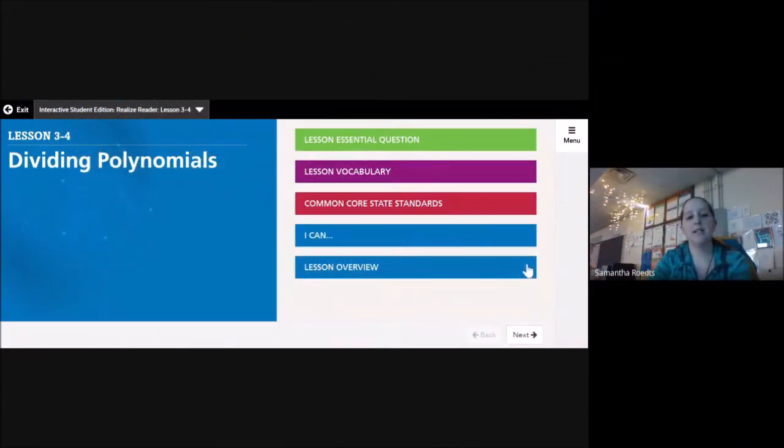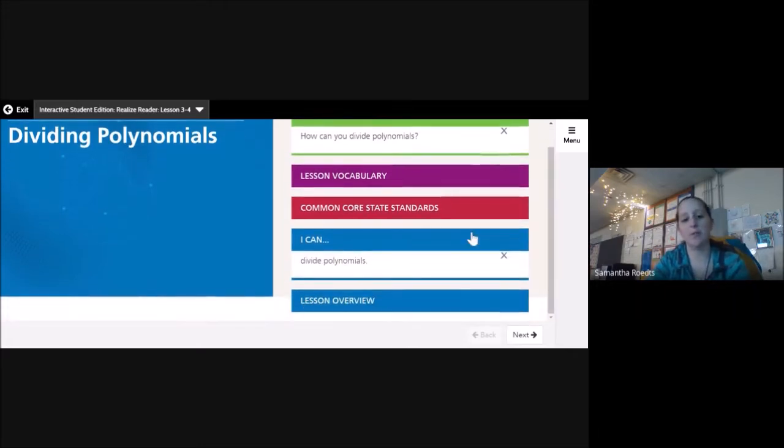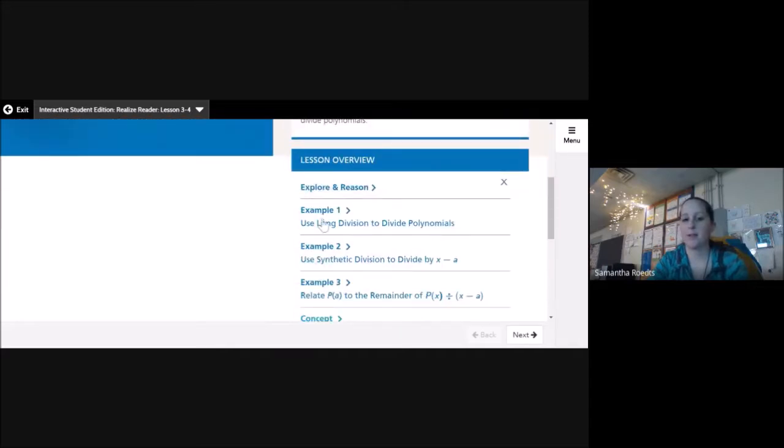All right, this is Unit 3, Lesson 4, Dividing Polynomials. So our essential question is, how can you divide polynomials? And at the end, you'll be able to divide polynomials.